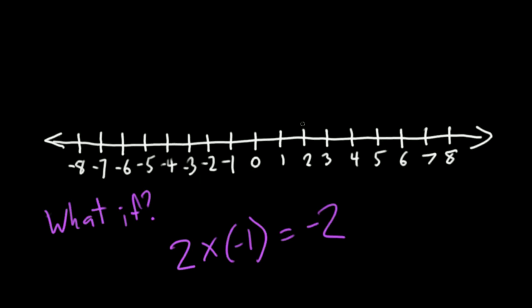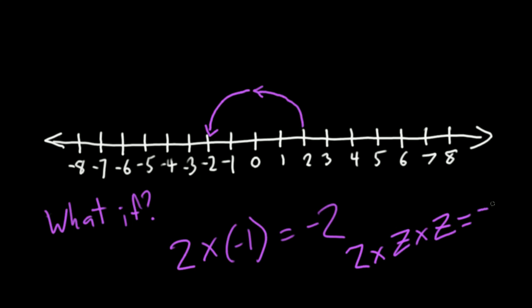Let's say we could multiply 2 by some number that rotates us a quarter turn. Well, if that were true, then we should be able to rotate again by the same amount, the same quarter turn, and end up over here. In other words, if we were to say 2 times some mystery number z times that mystery number z again, we should end up at -2. Is that possible? Well, let's check this out.